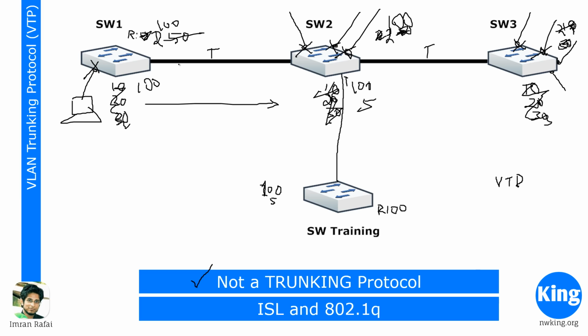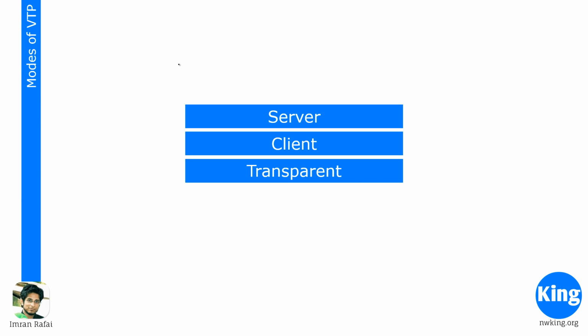And at the end of the day, it's about convenience. If you think it's going to help you, then you can use VTP, and I will show you the other safety mechanisms that you can use to avoid these silly mistakes, right? So VTP has 3 modes. You have server mode, you have client mode, and you have transparent mode.